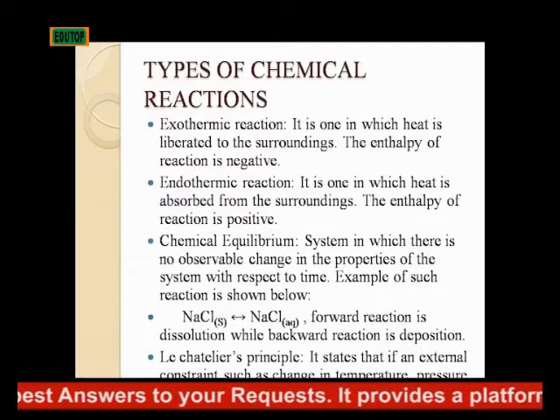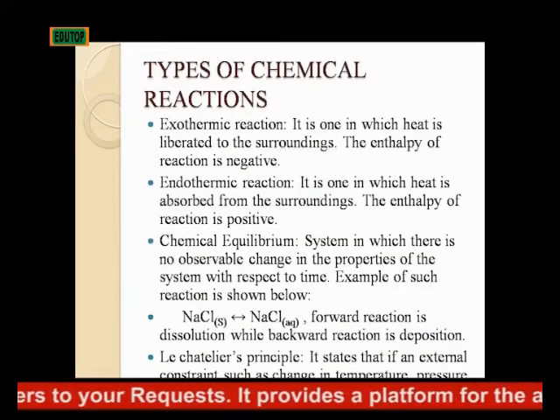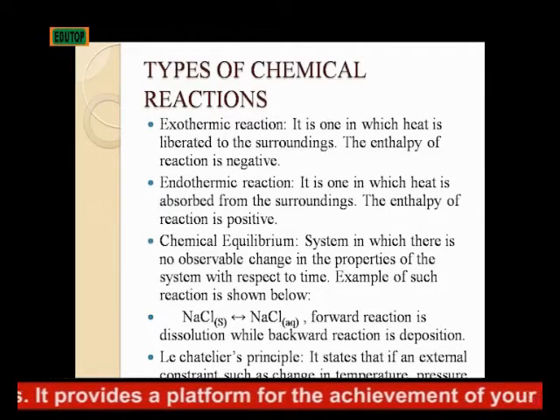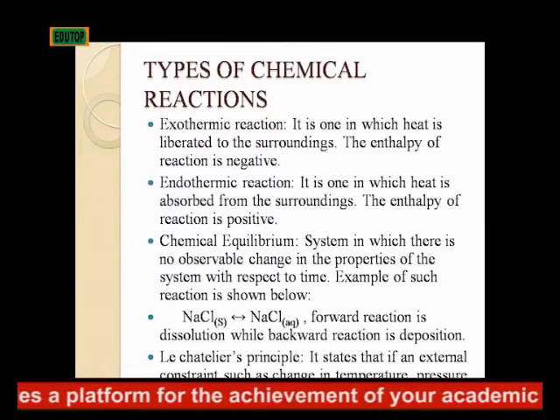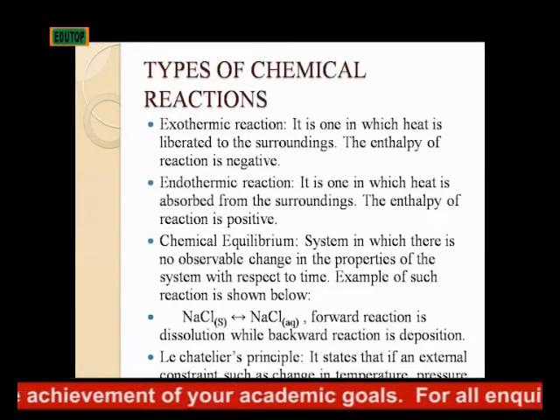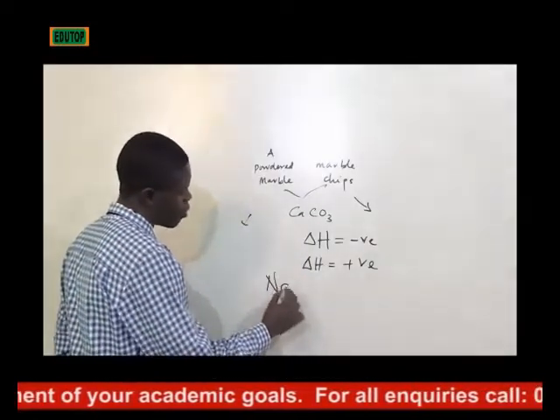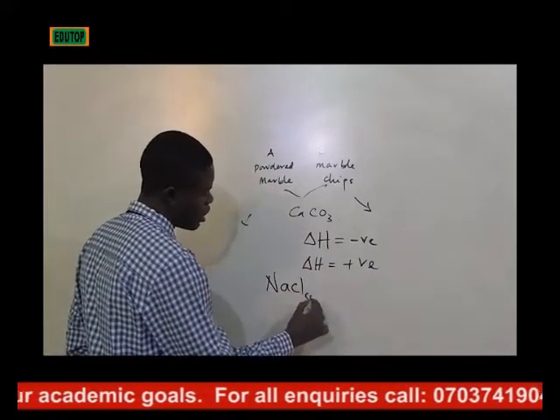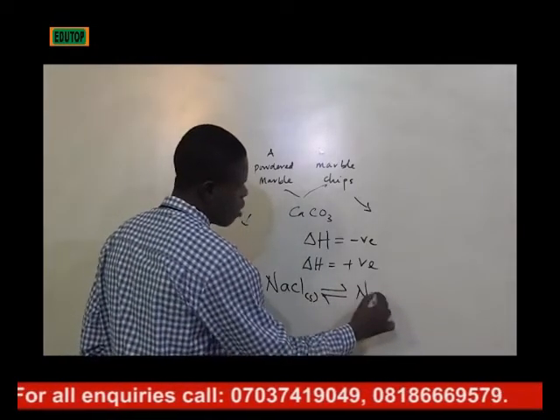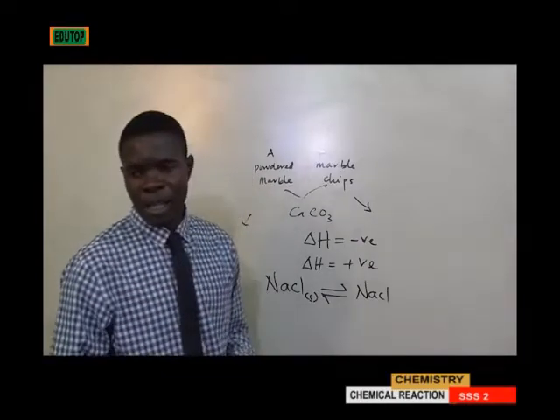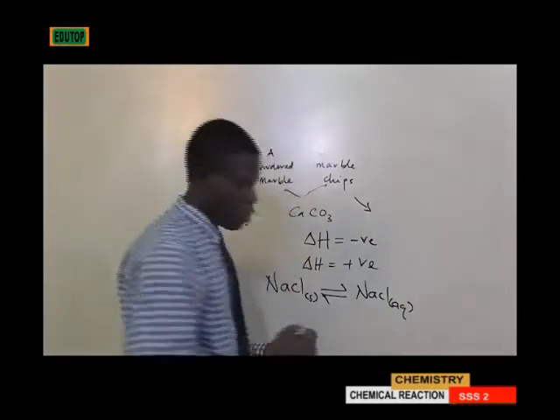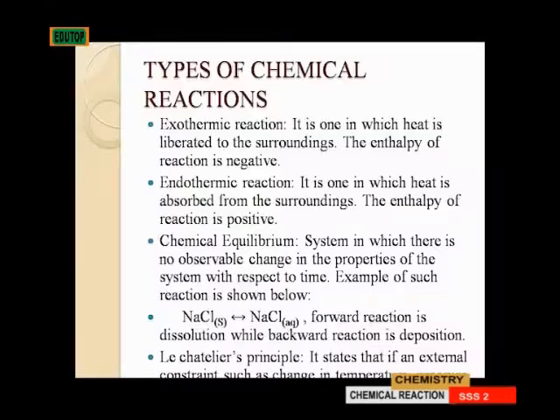Chemical equilibrium is a system in which there is no observable change in the properties of the system with respect to time. An example of such a reaction is shown below. Sodium chloride in a solid state has a reversible reaction with sodium chloride in the aqueous state. So this reaction is said to be in equilibrium.